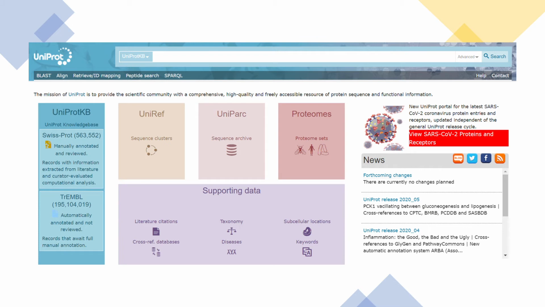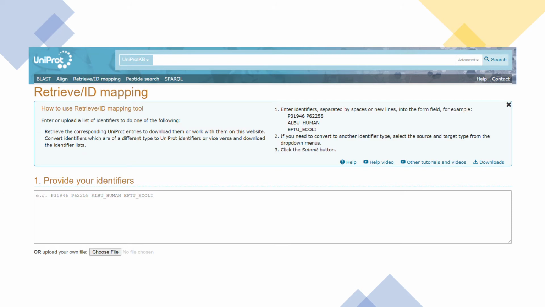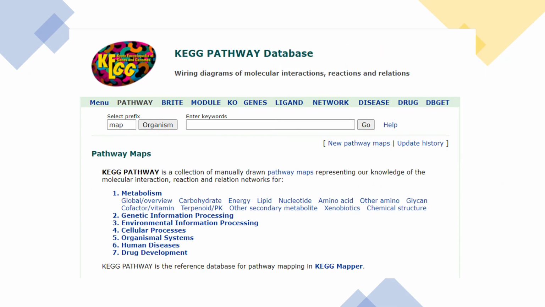UniProt is a freely accessible database of protein sequence and functional information, which contains a large amount of information about the biological function of proteins derived from the research literature. And what I have used from this website is the retrieve or ID mapping for the protein names, gene names, and the biological processes.